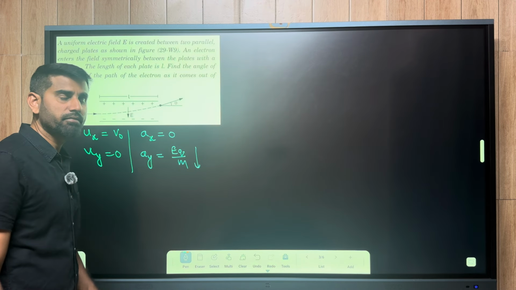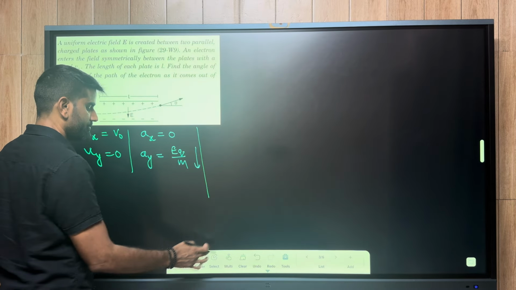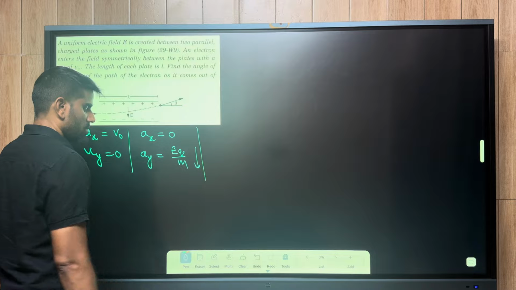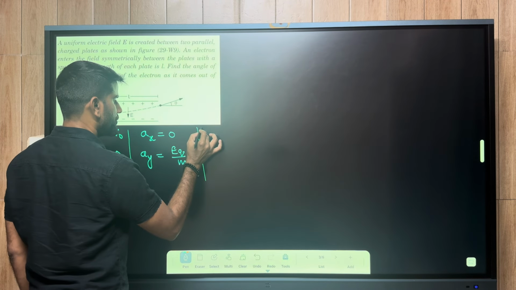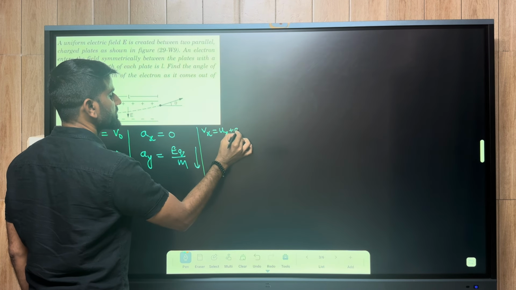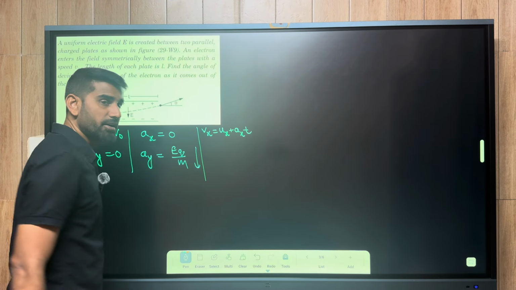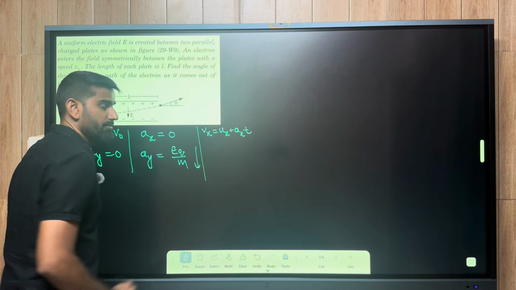Now, the acceleration that we have determined. The other part is, if the acceleration is 0, using the kinematic equations, Vx, the final velocity, is equal to ux plus ax t. Now let's find t.